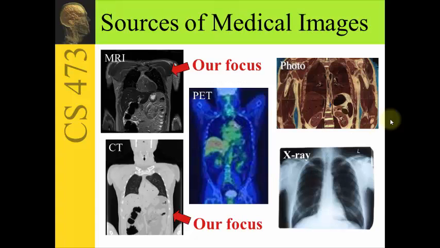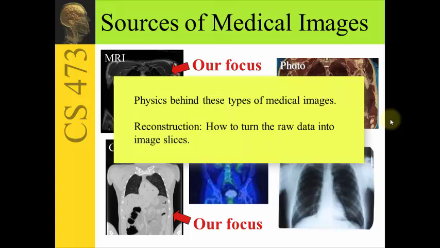Sources of medical images, we'll talk about MRI, magnetic resonance imaging, CT, which is computed tomography. Those will be our focus. We'll spend most time talking about those two, but I'll also briefly talk about PET and X-ray and ultrasound, and we'll even see some data sets that are photographic cross-sections of a human body. I'll talk about the physics behind mostly MRI and computed tomography, and we'll also be learning the reconstruction algorithms, how you take the raw data off of those scanners and reconstruct pictures of cross-sections through the body.